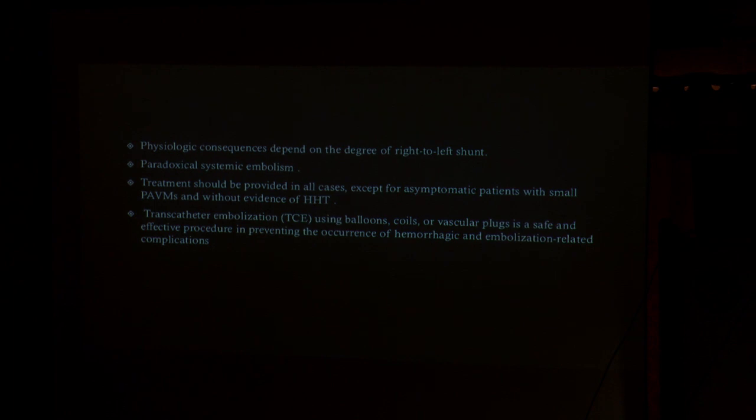The major complication of this problem is that there will be right to left shunt. Due to this, the patient may develop chronic dyspnea, and apart from that, the major deadly complication is that if the feeding artery is thrombosed, there is high chance of paradoxical embolism. That is, usually we see pulmonary embolism when there is a DVT, but here when this artery is thrombosed, the thrombus gets into the left-sided circulation and goes into the systemic vessels, and the patient can present with stroke and hemiparesis. So it is important to treat this condition with either coiling or balloons.